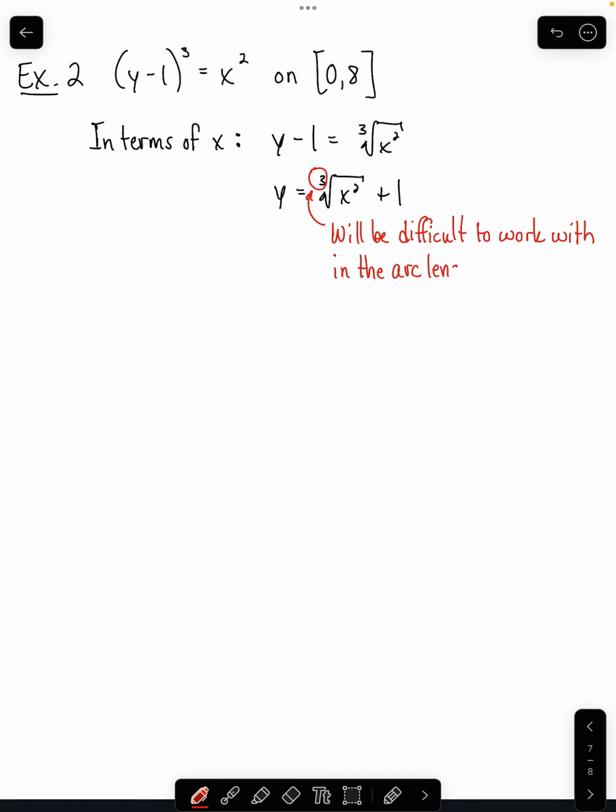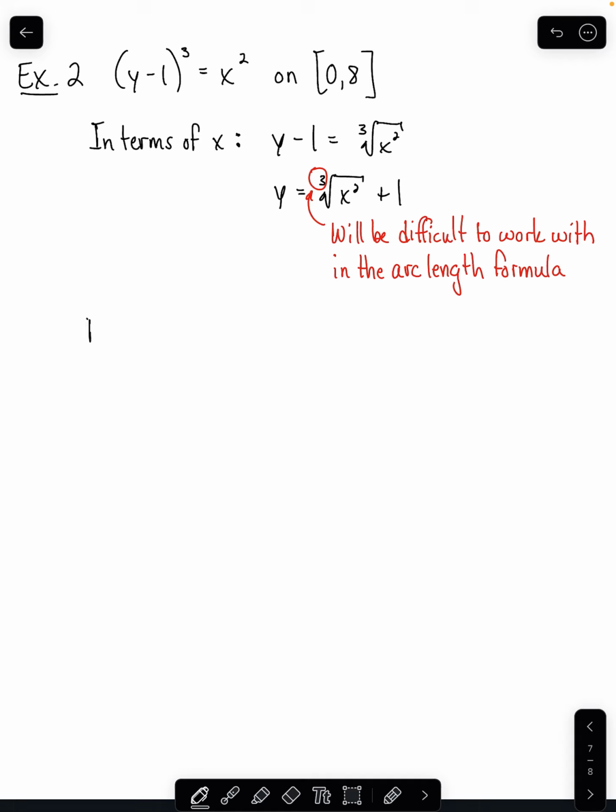The arc length formula, again, is dependent on squaring the derivative and dealing with the square roots. Squaring and square roots do not interact cleanly with a cube root. So that's going to make our lives a little bit more difficult.